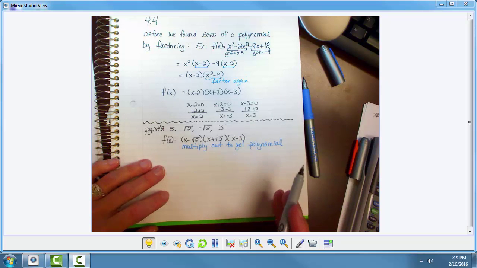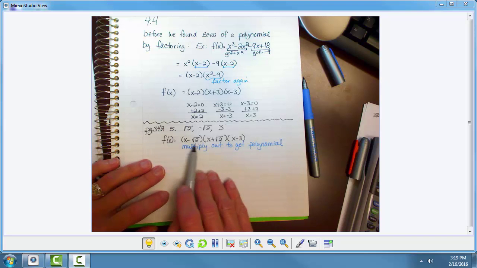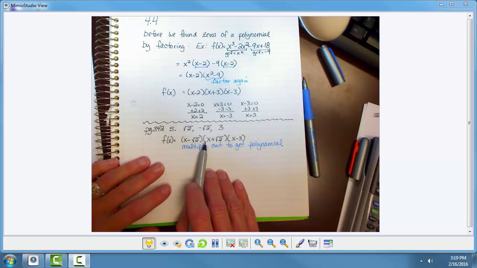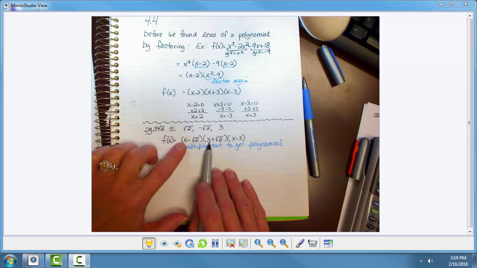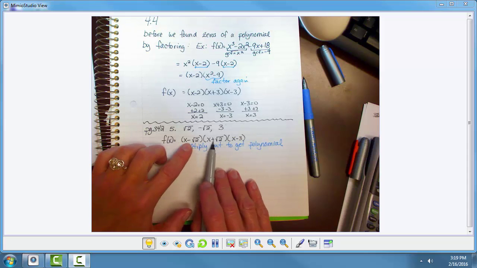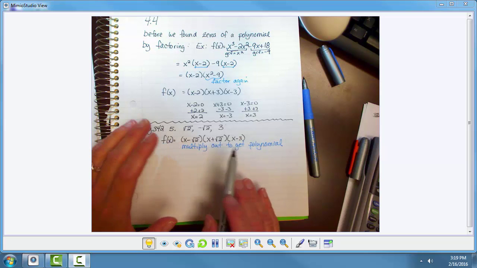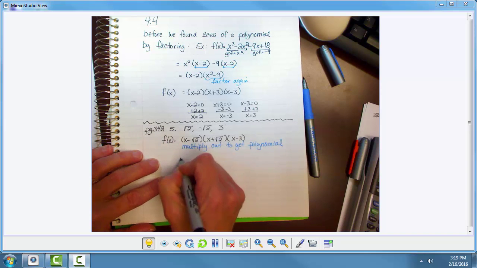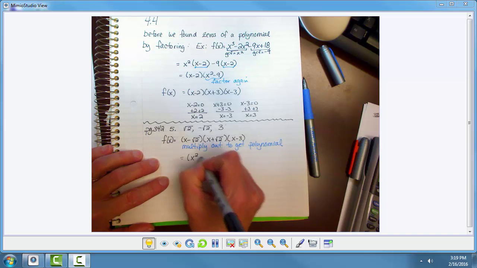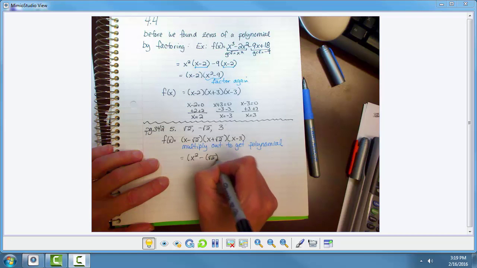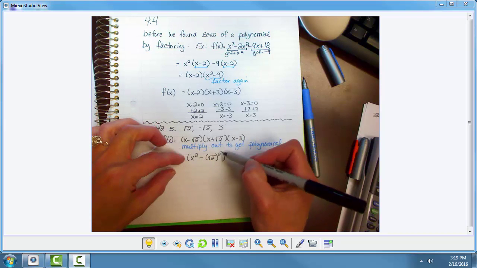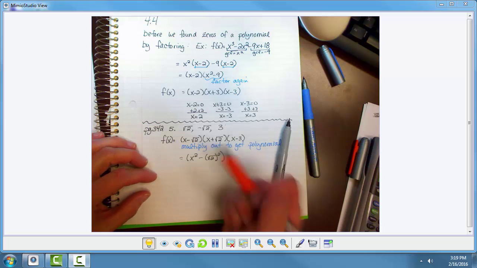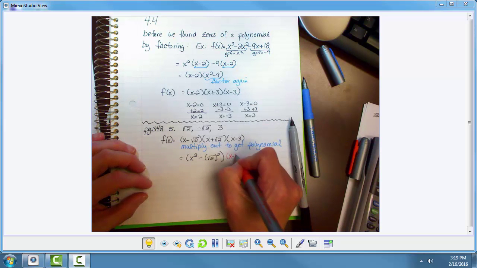Well, the first thing you should do is FOIL the first 2. Or maybe you realize that that's a special product, and what makes it a special product is that the first terms are the same, the last terms are the same, and the signs are different. So that will multiply out to be the first term squared minus the last term squared. That would be x squared minus the square root of 2 squared, and then just bring down the x minus 3.